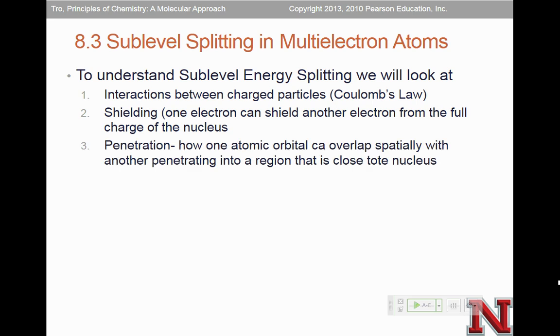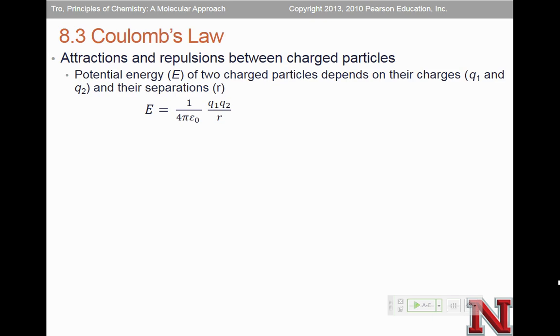Also, this last thing that we're going to have to break down more than just a sentence is called penetration, how one atomic orbital can overlap spatially. And remember, we use a mathematical equation to predict the probability of the electron in the orbital, and we show it with shapes like a sphere and a dumbbell. So we can have some overlap spatially, where some of our electrons are penetrating into another electron closer to the nucleus. So we're going to have to look at that in more detail. That one's not so easy for me to explain in one sentence.